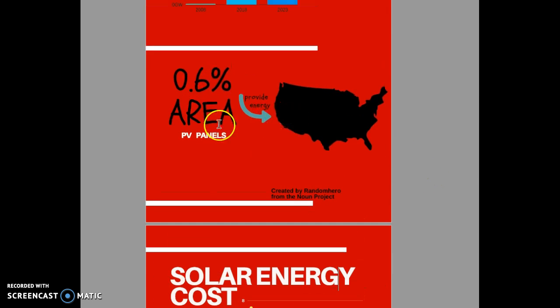Also, there is a visible number in the second row. I use black as the color of the number because the map of the United States is black, and the number means 0.6% of the area of the United States. The same color represents the same thing. It's a direct way for the audience to realize how powerful solar energy is.